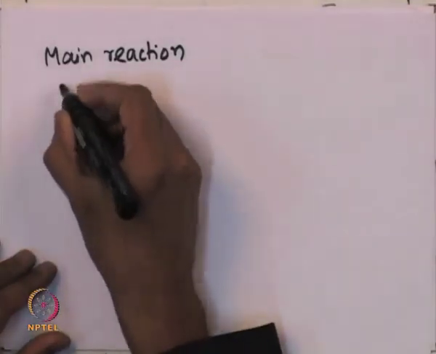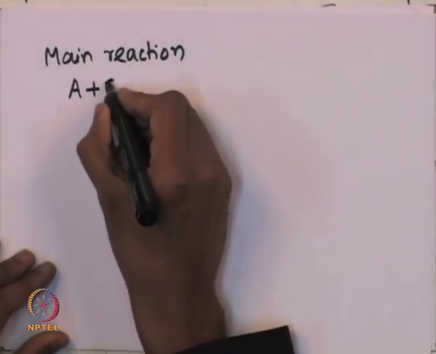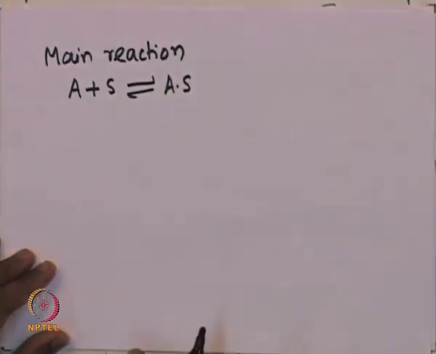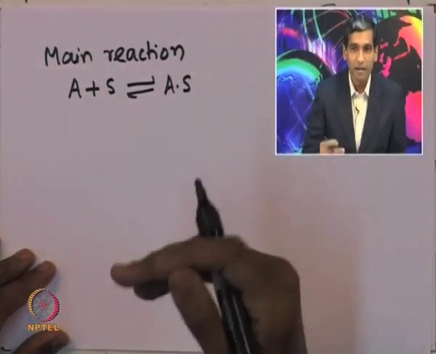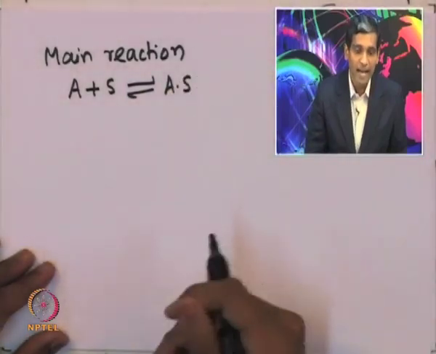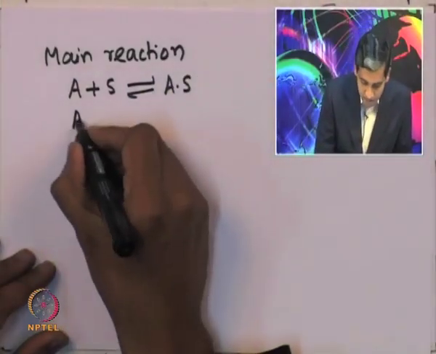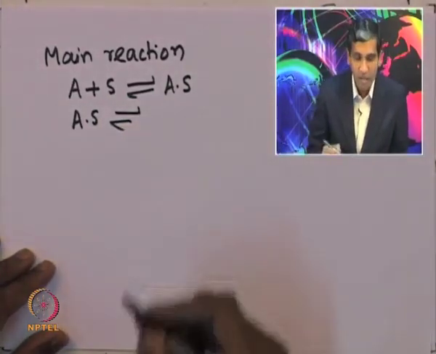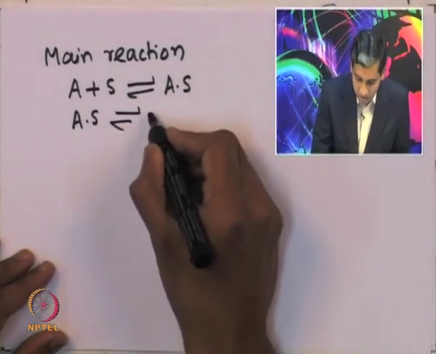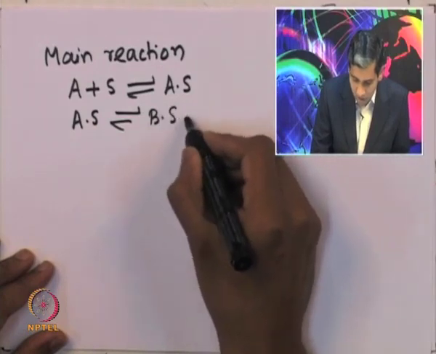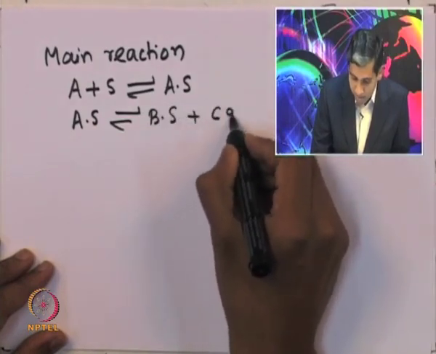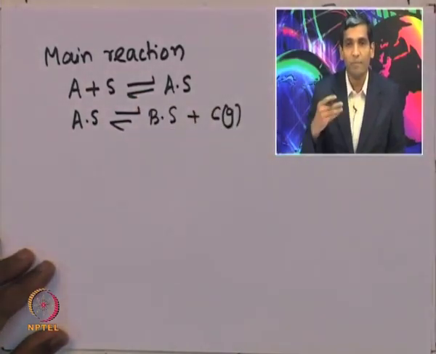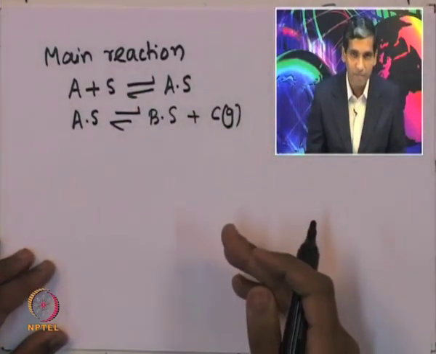So the first step is the adsorption step, where species A adsorbs onto the surface, and A·S is basically the species A which is adsorbed to the catalyst site. And then the species A which is adsorbed onto the catalyst site undergoes a catalytic reaction and leaves out product B, which is again adsorbed onto the catalyst surface, plus a product C which goes into the gas stream.